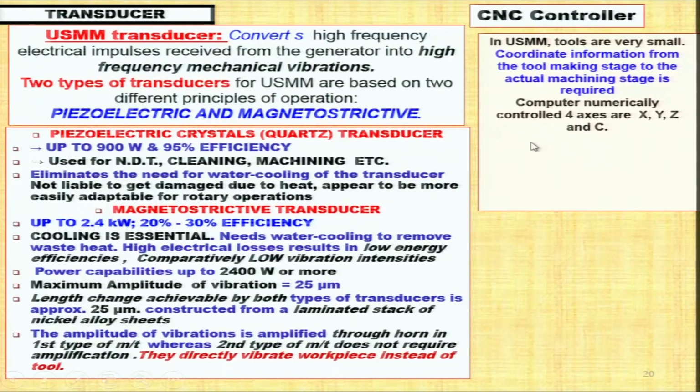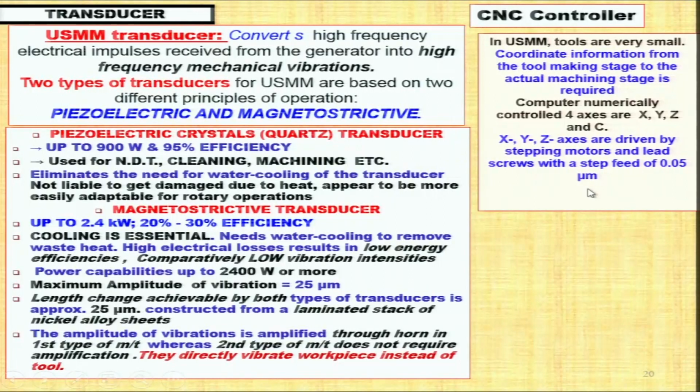Computer numerically controlled, 4 axes are there: X, Y, Z and C axis. X, Y, Z axes are driven by stepping motors and lead screws with a step feed of 0.05 micrometer. That means this is the accuracy of movement, 0.05 micrometer or 50 nanometer. The C-axis is driven by a DC servo motor.